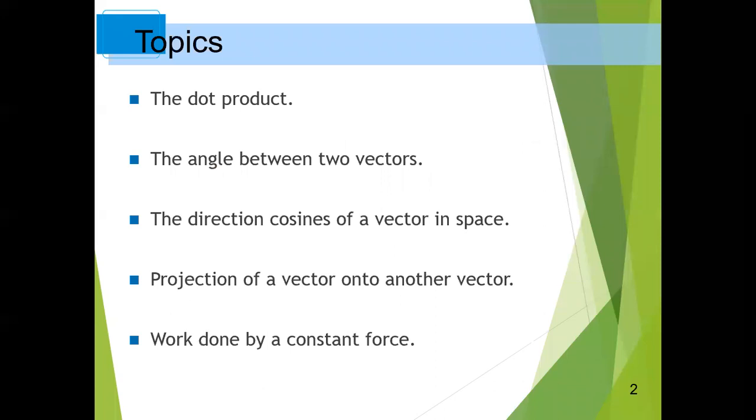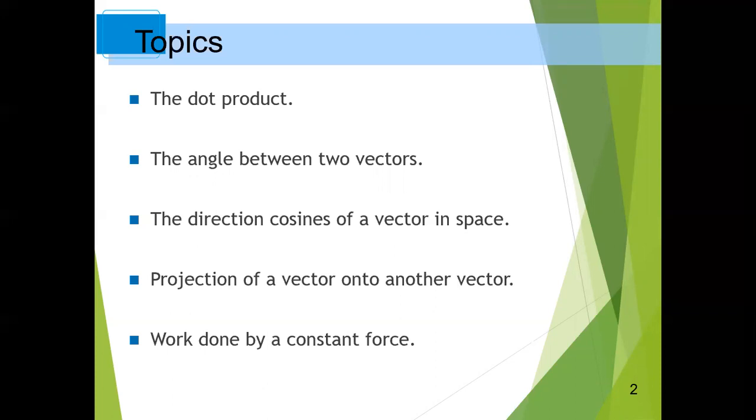So we're going to discuss what the dot product actually is. We're going to discuss how it's related to the angle between two vectors, which is helpful. We're going to discuss something called the direction cosines of a vector in space, whatever that is, right? And that's in three-dimensional space. And by the way, the angle between two vectors is something we can make sense of even if we have vectors in three-dimensional space, okay?